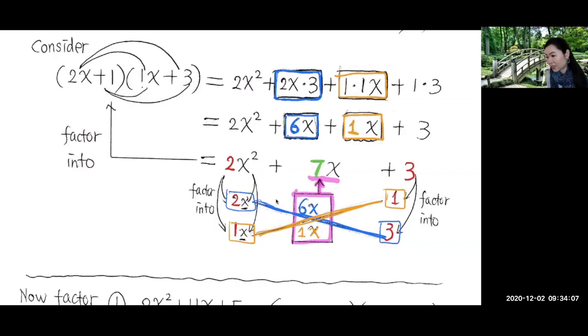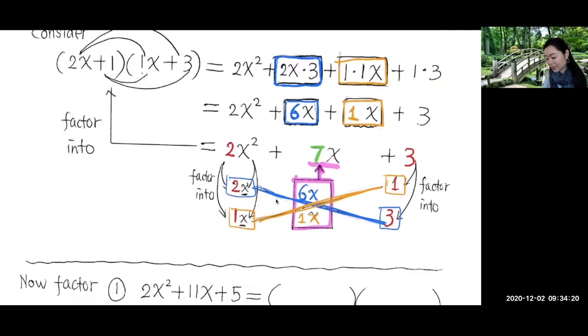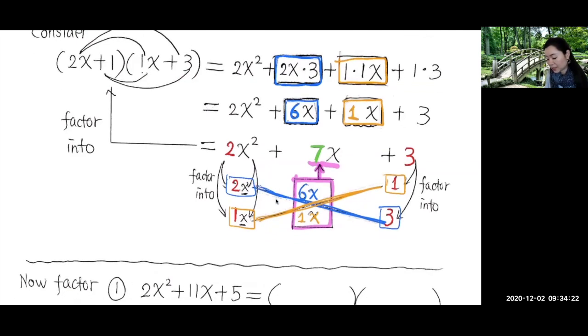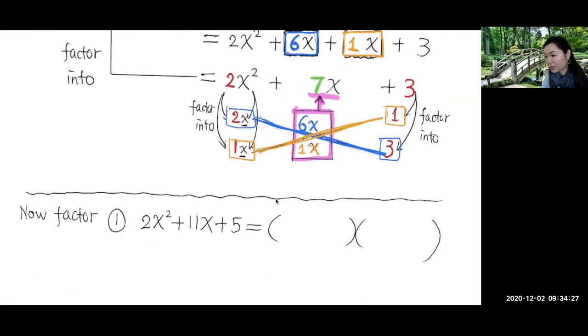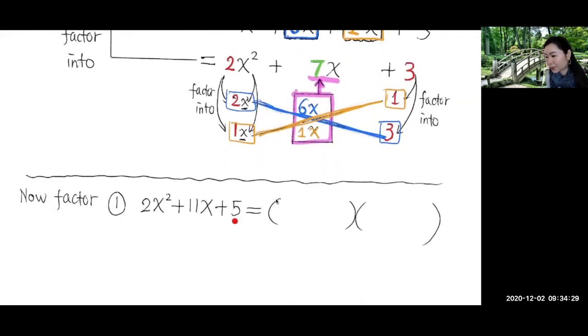then you know that you got the right try. And then you can read the factors by reading that horizontally. 2x plus 1 is the first factor, and 1x plus 3 is the second factor. You see the relation between this one and this one. So let's use this next example to practice on this.